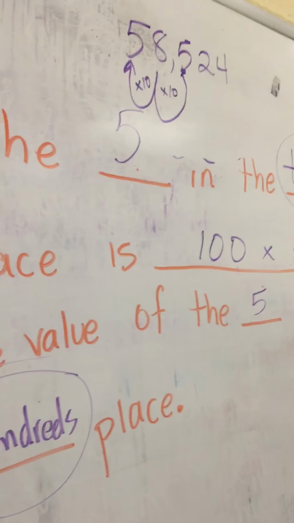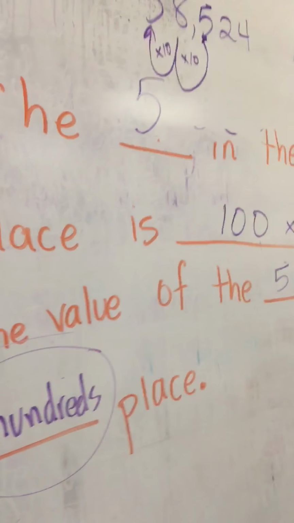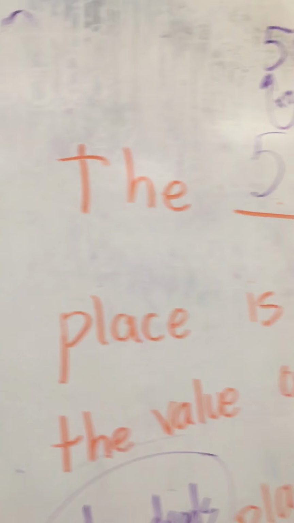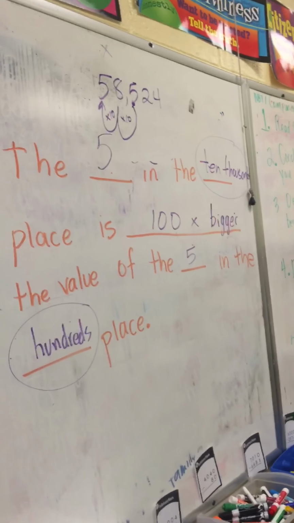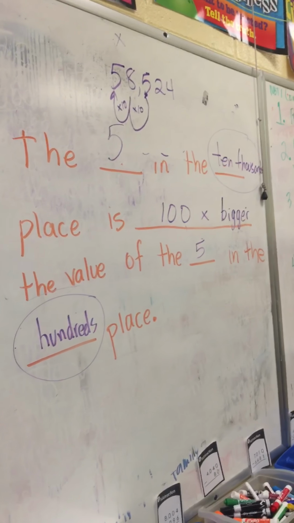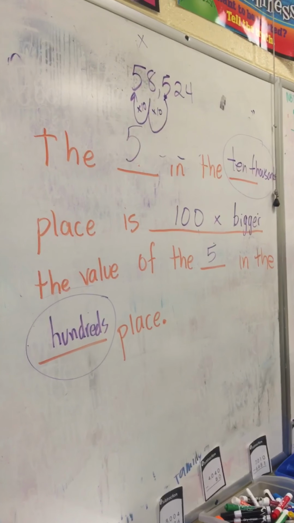Now let's finish reading it and let's see if it sounds right. The 5 in the 10,000s place is 100 times bigger than the 5 in the hundreds place. Thumbs up. You get it?